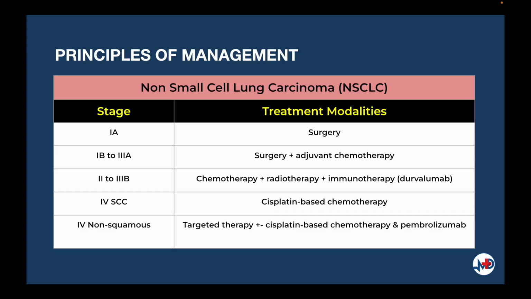Stage 4 SCC is treated with cisplatin-based chemotherapy with or without pembrolizumab. Stage 4 non-squamous are treated with targeted therapy with or without cisplatin-based chemotherapy and pembrolizumab.